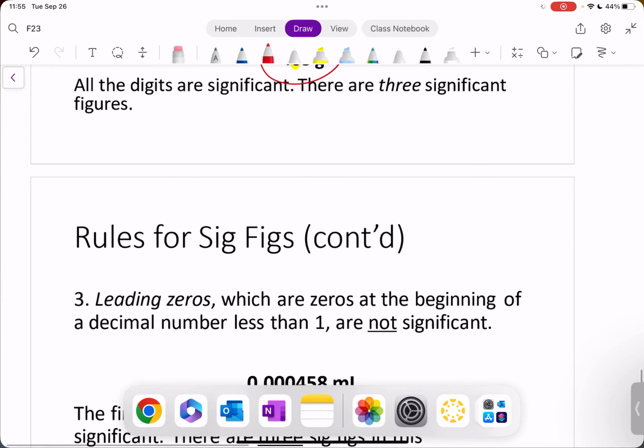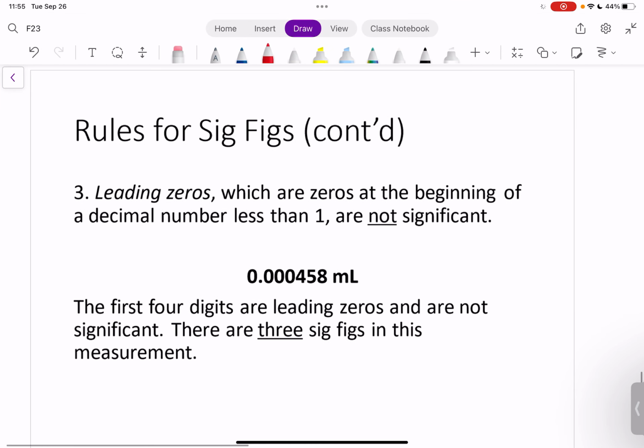All right, the third rule is that leading zeros, or zeros at the beginning of a decimal number that's less than 1, so any number that's less than 1 that has all these zeros in front of it, right? Those leading zeros are never significant. Those zeros are not significant. So I'm highlighting all those leading zeros right now. Those zeros are not significant.